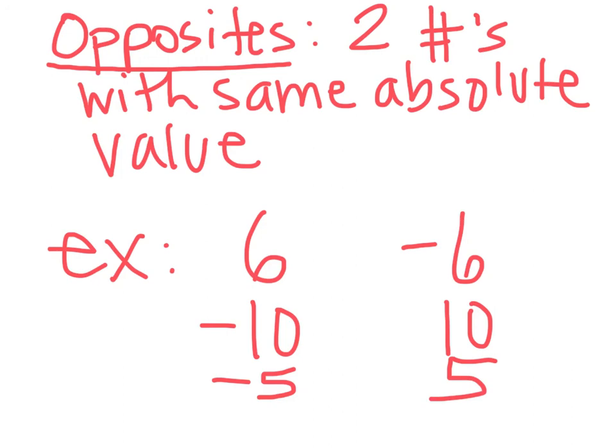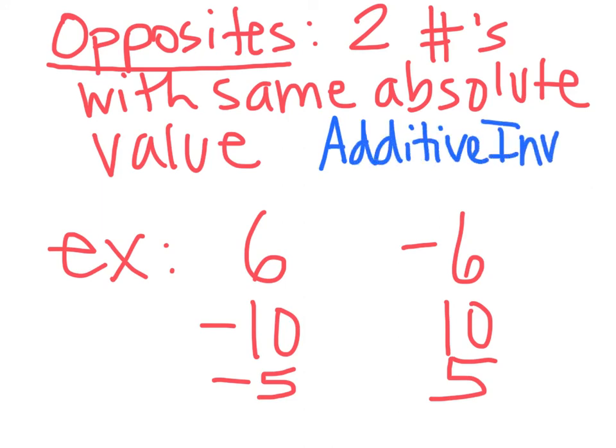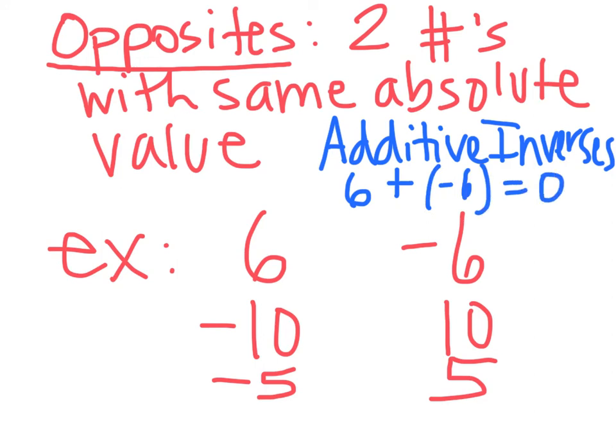These are also called additive inverses because 6 plus negative 6 equals 0, negative 10 plus 10 equals 0, and negative 5 plus 5 equals 0.